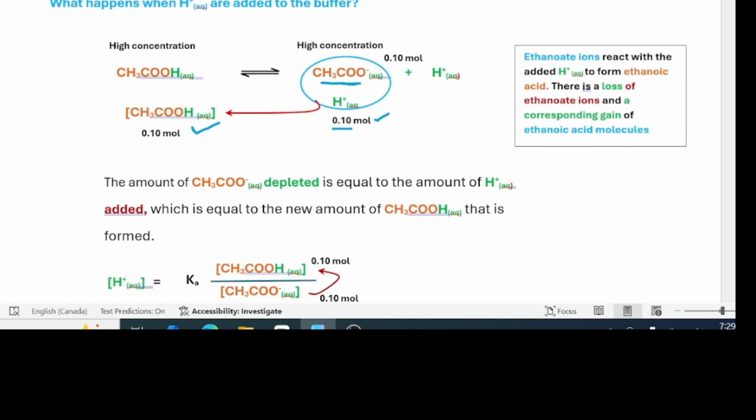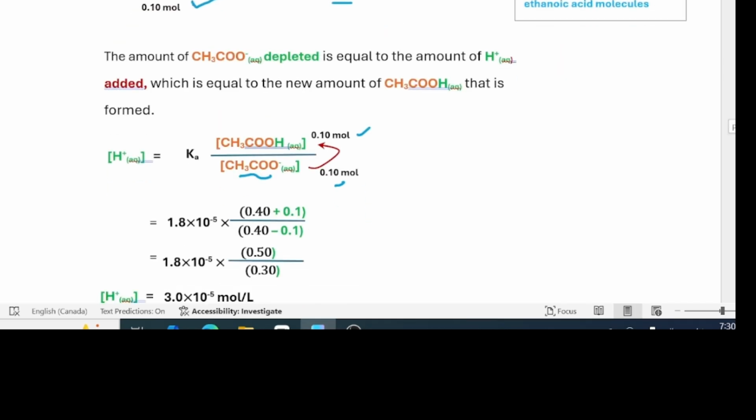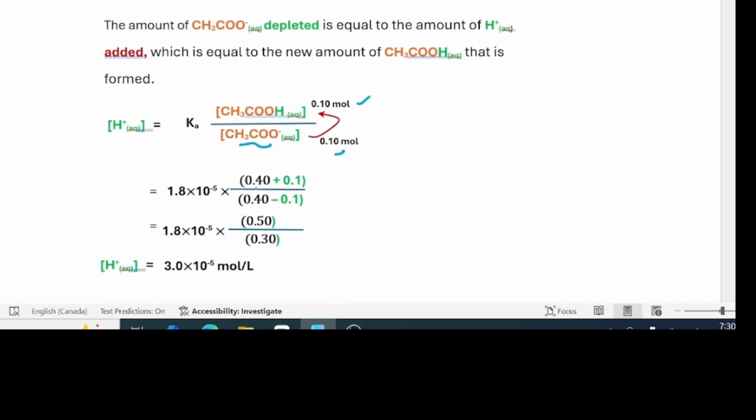So we go back to the expression. This is what is happening. We are removing these, and we are making a corresponding number of those. So we are removing from the bottom that quantity, and we are increasing the top by that quantity. So new concentrations will be 0.4 plus that amount and 0.4 minus 0.1. It turns out to be this.